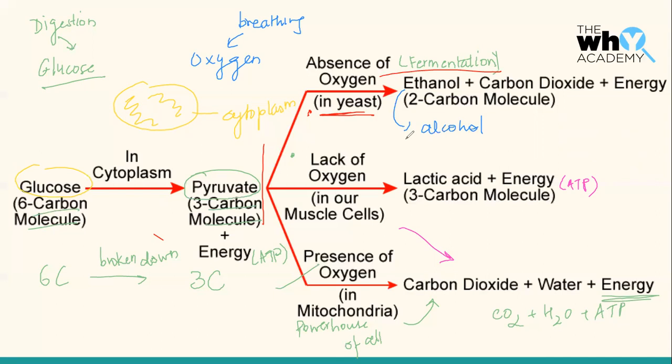Alcohols are a type of chemical compounds, basically a family of chemical compounds, and there are many different types of alcohols available. Ethanol is one of them. So if you just write alcohol here, it is also correct. It won't be wrong in this context. If you can remember ethanol, nothing like it. Otherwise, alcohol plus carbon dioxide plus energy, which is of course ATP.